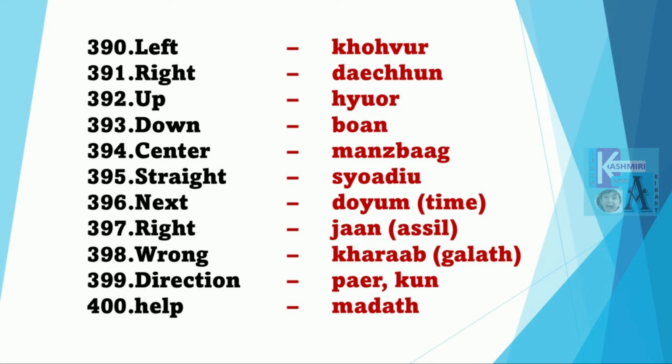Dachun, right. Hur, up. Bon, down. Mansbagh, center. Syodui, straight. Doyim, next. Jan, right. We also sometimes use asal to signify right.